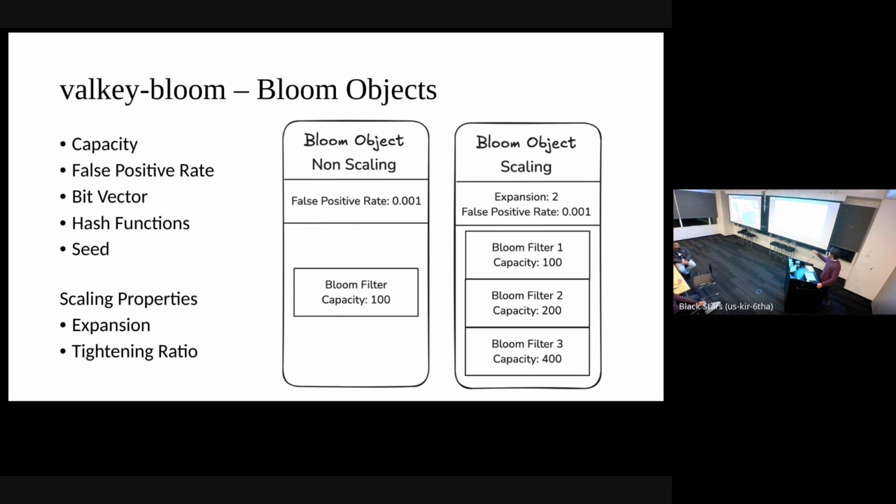Another property which is specific to scalable Bloom filters is the tightening ratio. We use this to maintain the overall false positive rate of the entire Bloom object. What this means is if I create a Bloom object with a false positive rate of 0.001, every new filter that gets added while I scale out has a stricter false positive rate. And this keeps it bound closer to what they had requested upon creation of the Bloom object.